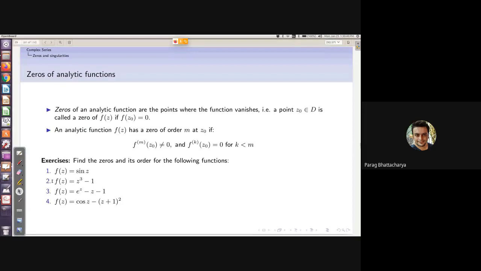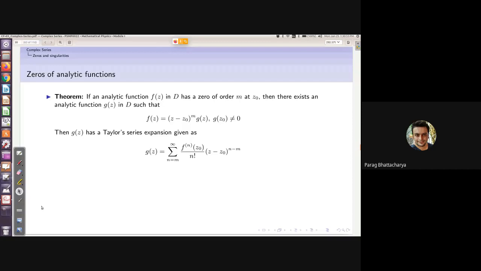So that's about zeros of analytic functions. There's a theorem for zeros of analytic functions. If an analytic function f of z in D has a zero of order m, so you know how to find out the order m, at z naught, then there exists an analytic function g of z in D such that f of z can be written in terms of g of z as z minus z naught to the power m times g of z. Then this g of z has got a Taylor series expansion given by this.